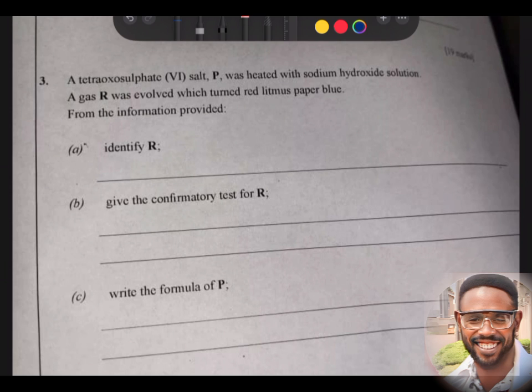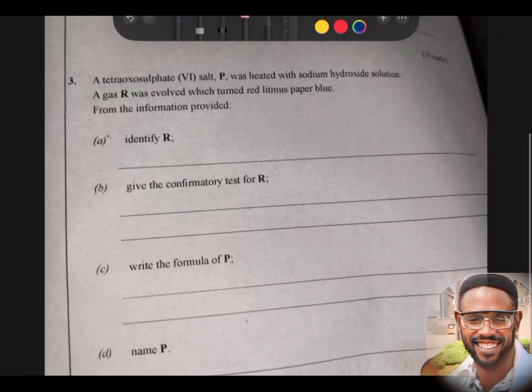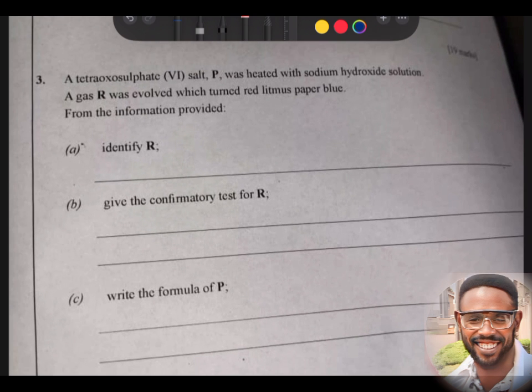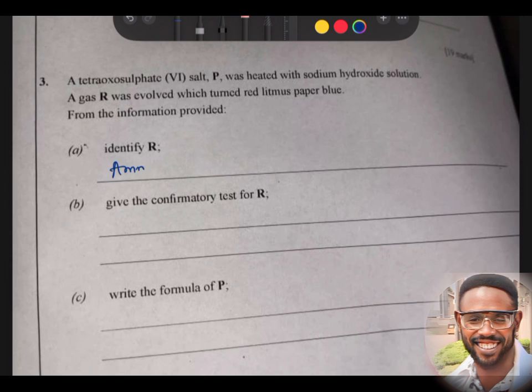A gas R. So I've mentioned that the salt is an ammonium salt, whether it's sulfate or not. Since they have mentioned sodium hydroxide and the gas, the only common alkaline gas we have is ammonia gas. Okay, it's alkaline because it turned red litmus paper blue. So R is nothing but ammonia gas. Okay, R is ammonia gas. You can write the formula. It's accepted.